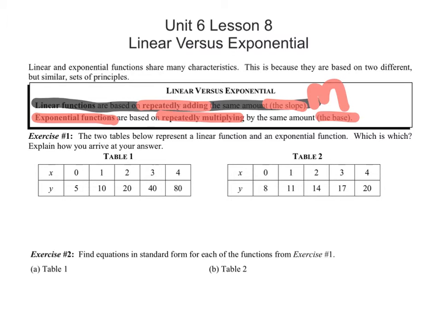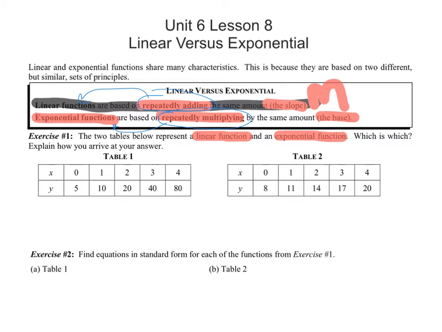So let's talk about exercise number 1. The two tables below represent a linear function and an exponential function. Which is which? Explain how you arrive at your answer. So what we need to do is, when we are trying to determine if it's linear or exponential, we go above and we see, okay, what is the difference between the two? Is my slope, or my y, repeatedly adding, or is it repeatedly multiplying? If it's multiplying, it's exponential. If it's adding, it's linear.